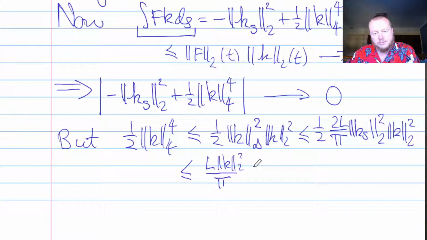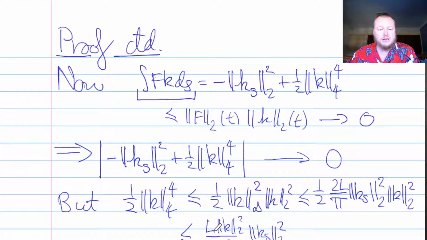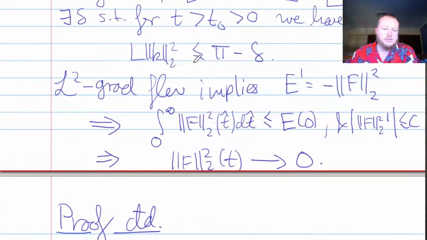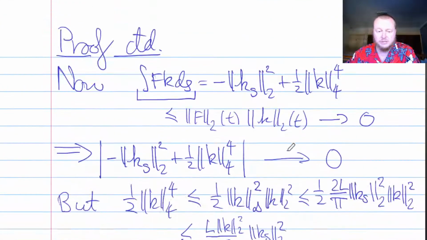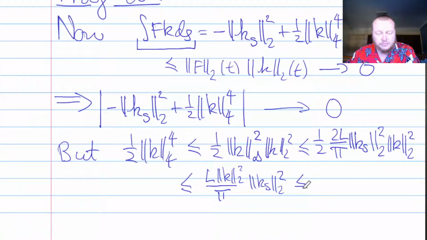And now you see what happened. Something very interesting has happened, because the fact that this is decreased means that if you're bigger than this time t0, then you actually get pi minus delta here. Okay, so this is 1 minus delta over pi times k_s in L2.